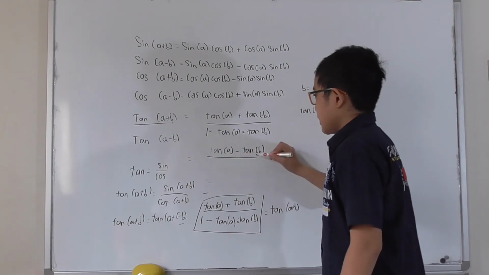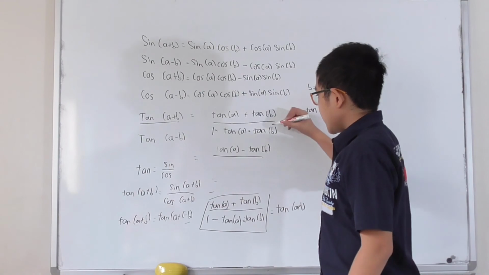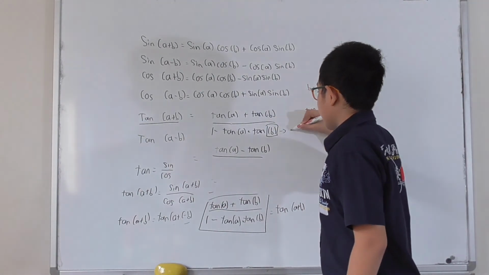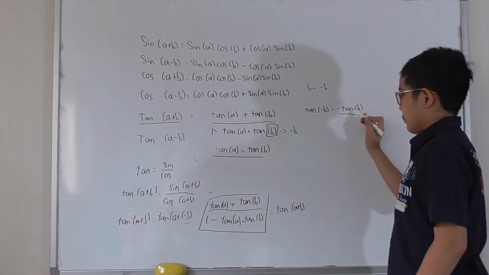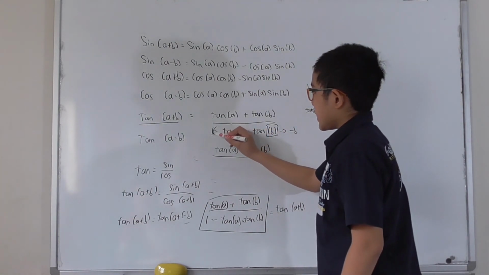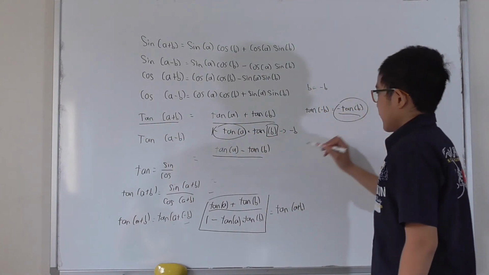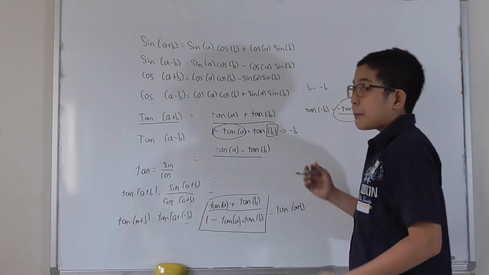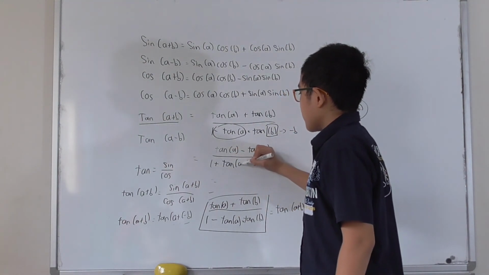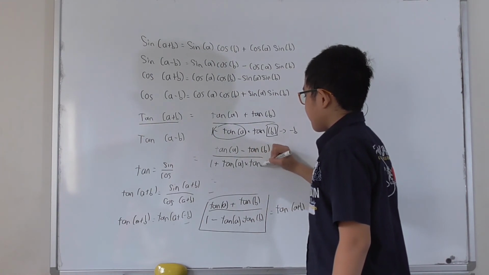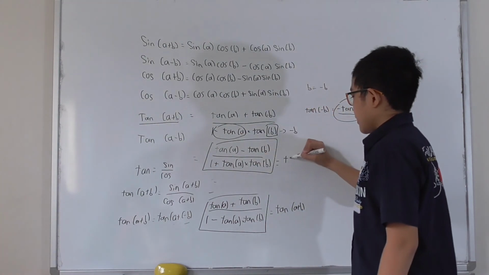And then divide by 1 minus tangent of A times tangent of B. But our B will be changed into negative B. And we know that tangent of negative B is negative tangent of B. So then it's going to be negative tangent of A times negative tangent of B. The negatives will cancel out, so it's going to be a positive. So then 1 plus tangent of A times tangent of B. And there you go. That's the proof for our tangent of A minus B.